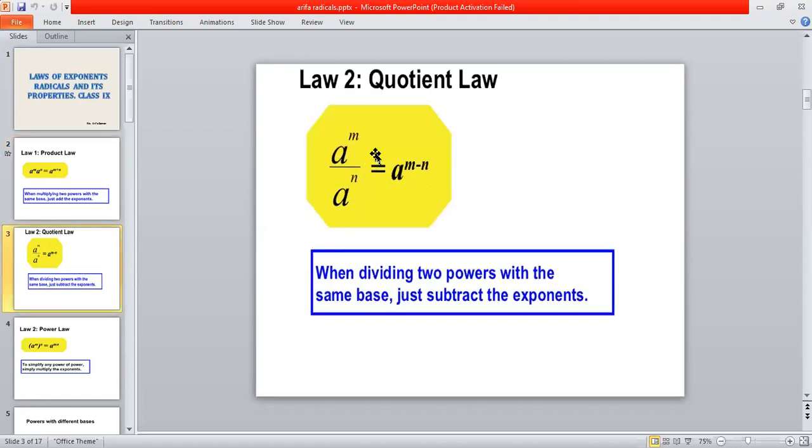Now another law is called the quotient law. In division, if the bases are same, then simply subtract the exponents. When dividing two powers with the same base, just subtract the exponents.